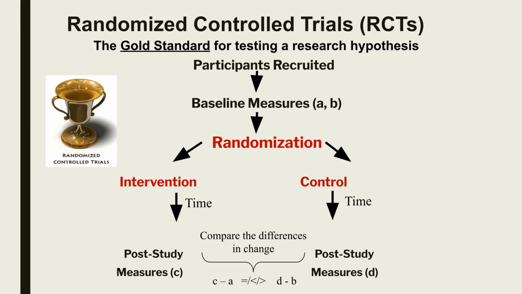Once participants are enrolled, they are randomly assigned to different conditions. Typically, this includes an experimental group and a control group. Randomization is critical because it helps ensure that the groups are comparable at baseline and reduces selection bias. Each group receives a different treatment. The experimental group receives the intervention of interest, while the control group may receive no treatment, usual care, or a placebo. A defining feature of RCTs is the manipulation of the independent variable.